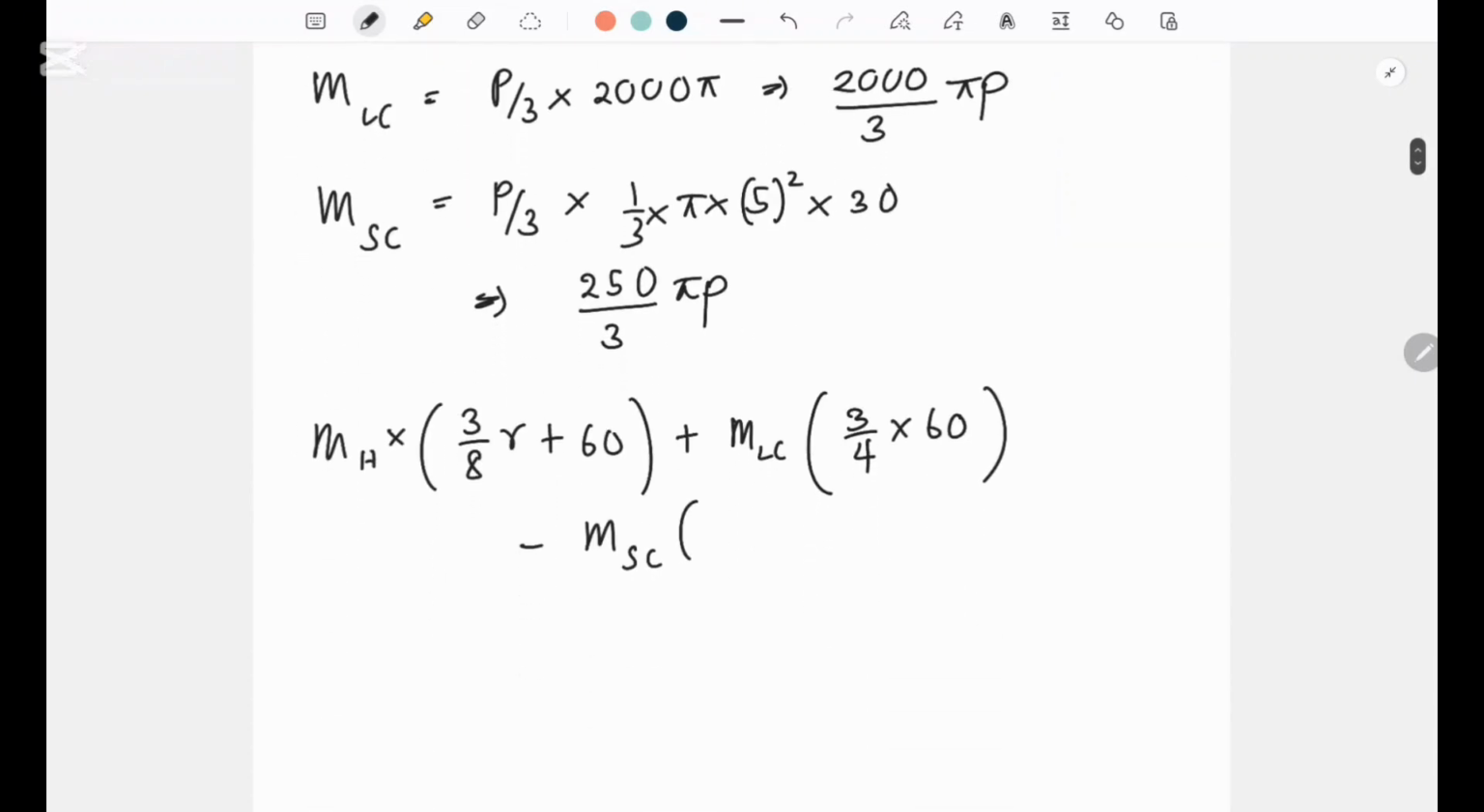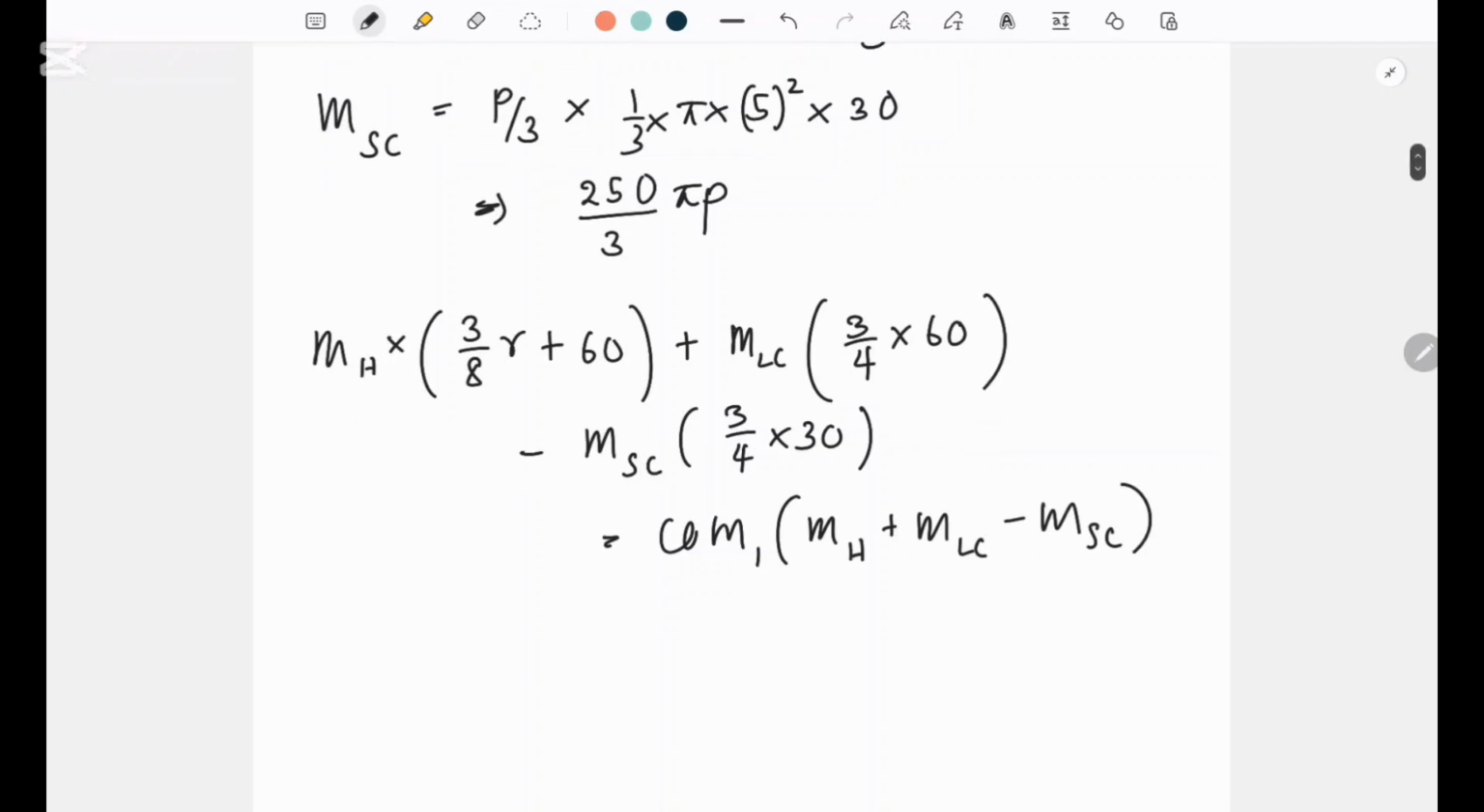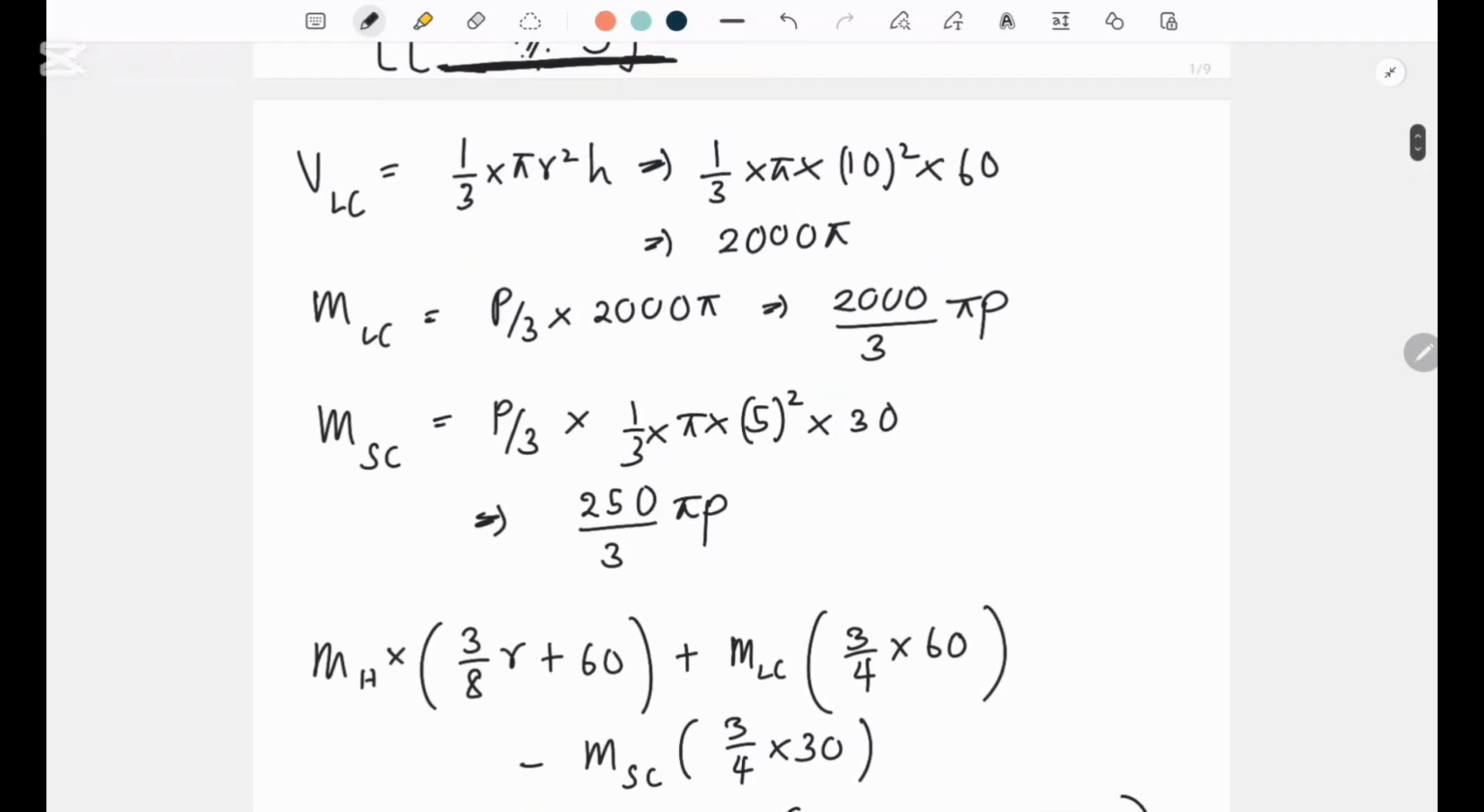So MSC into 3/4 into 30 equals to COM dash, the total mass of the whole solid, MH plus MLC minus MSC. So this is the formula you have to use. Now what we have to do is just sub in the values.